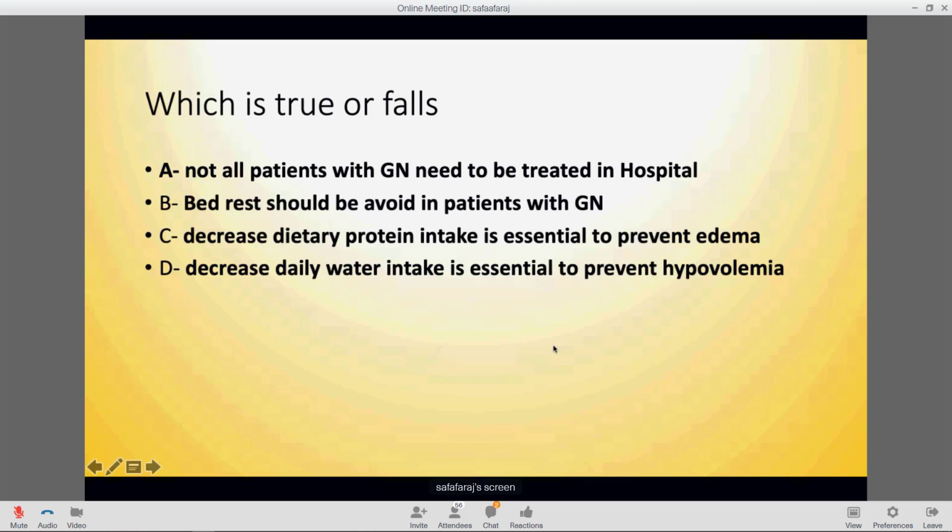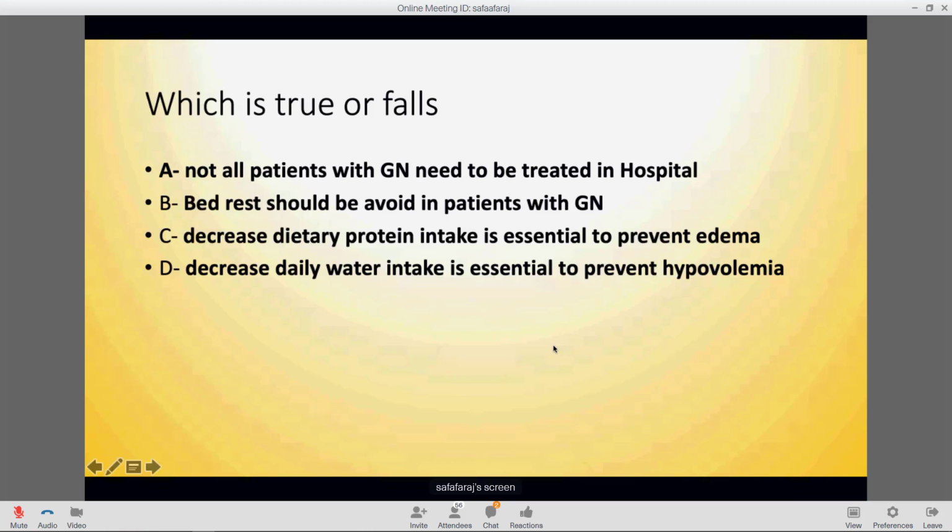C. Decreased dietary protein intake is essential to prevent edema. This is not to prevent edema; false. Dietary protein intake is essential in the management of acute renal damage. Okay. D. Decreased daily water intake is essential to prevent hypovolemia. They have hypervolemia, not hypovolemia.